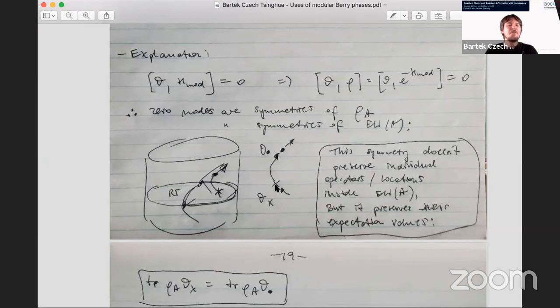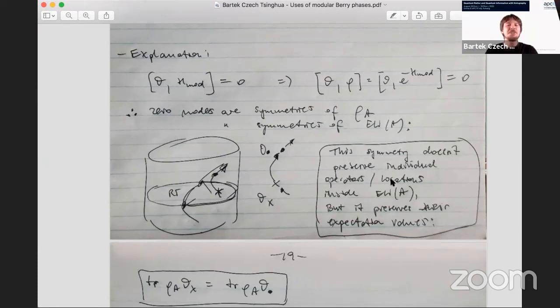So a zero mode of an RT surface, whether it be the H mod itself, obviously H mod is a zero mode of itself, it commutes with itself. But if I have other operators that commute with H mod, they're also zero modes. Every one of them is a symmetry of the entanglement wedge, but it doesn't mean that it just does nothing. It means that it can take an operator at one location in the entanglement wedge and map it to another location in the entanglement wedge, okay?